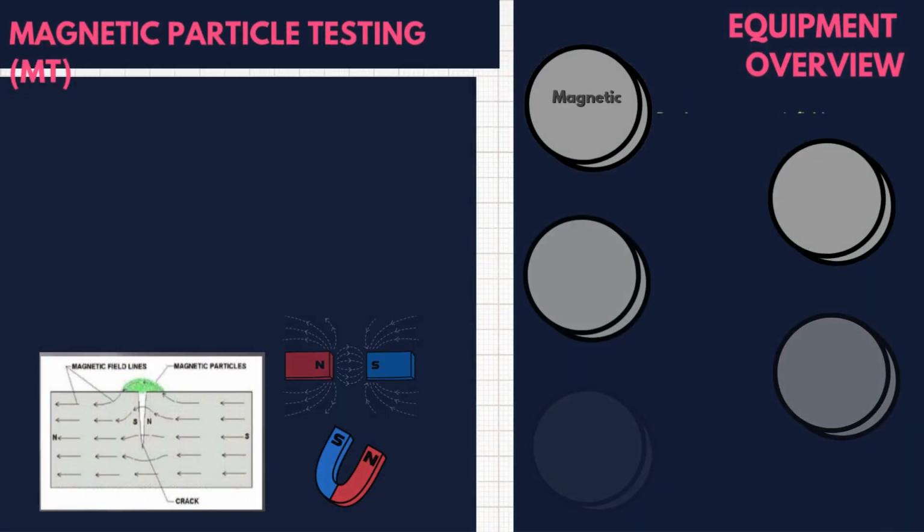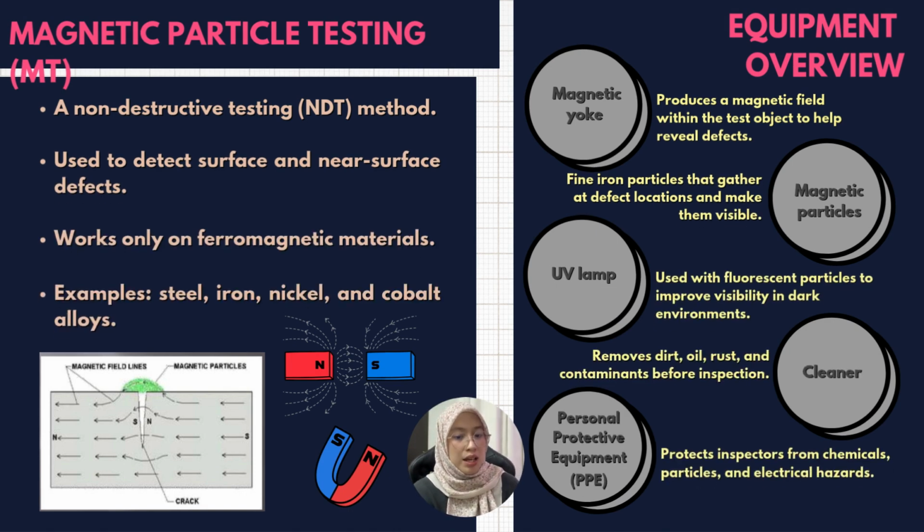That's all. What is magnetic particle testing? Magnetic particle testing, or MT, is a non-destructive testing method used to detect surface or near-surface defects in ferromagnetic materials such as steel and iron. The inspection works by magnetizing the material and applying magnetic particles to the surface. If a defect is present, the particles will gather around it and make it visible.